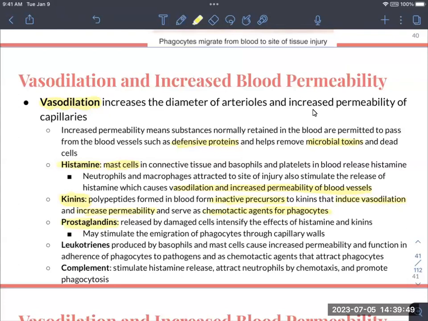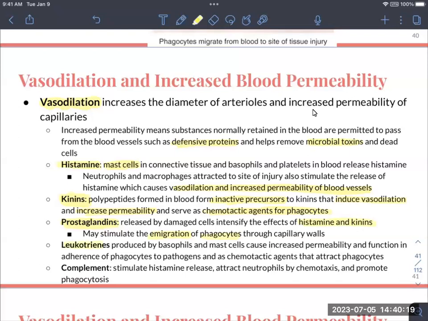Prostaglandins. These are any cells that get damaged are going to release out prostaglandins. And they cause any effects of histamine and those kinins to intensify, get larger. So it causes more of a reaction to that. And it causes more of that emigration of those phagocytes into those tissues.